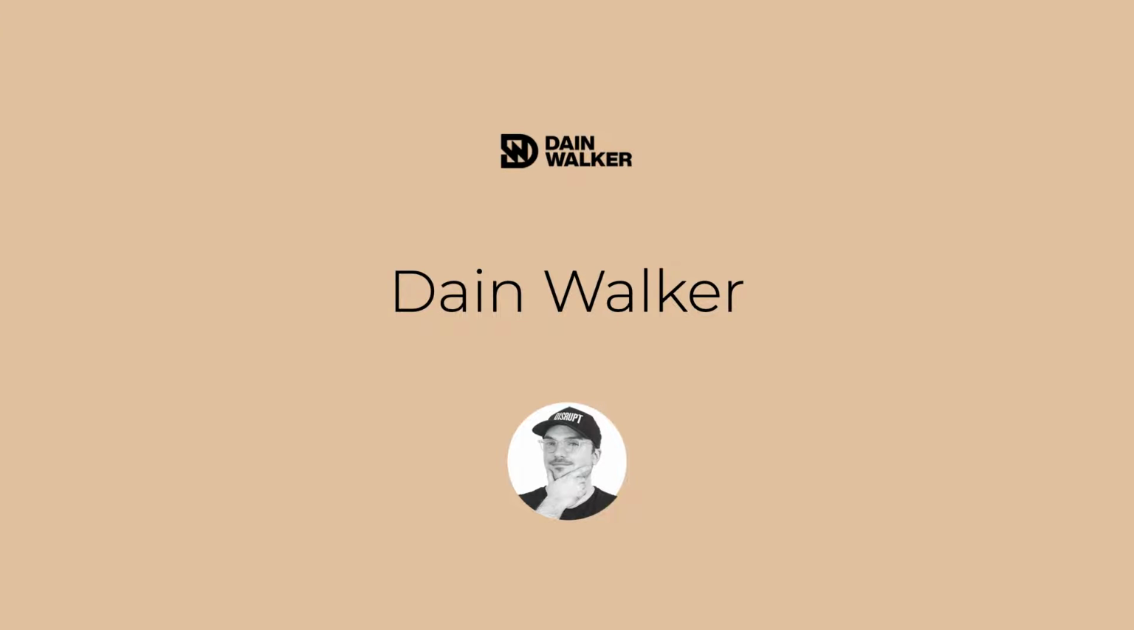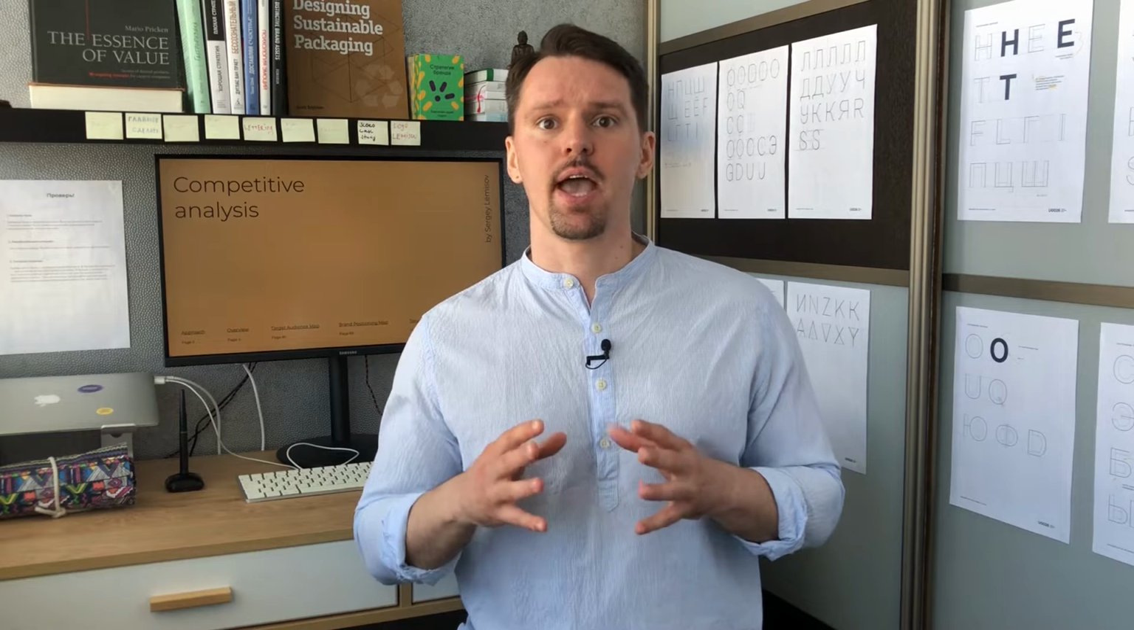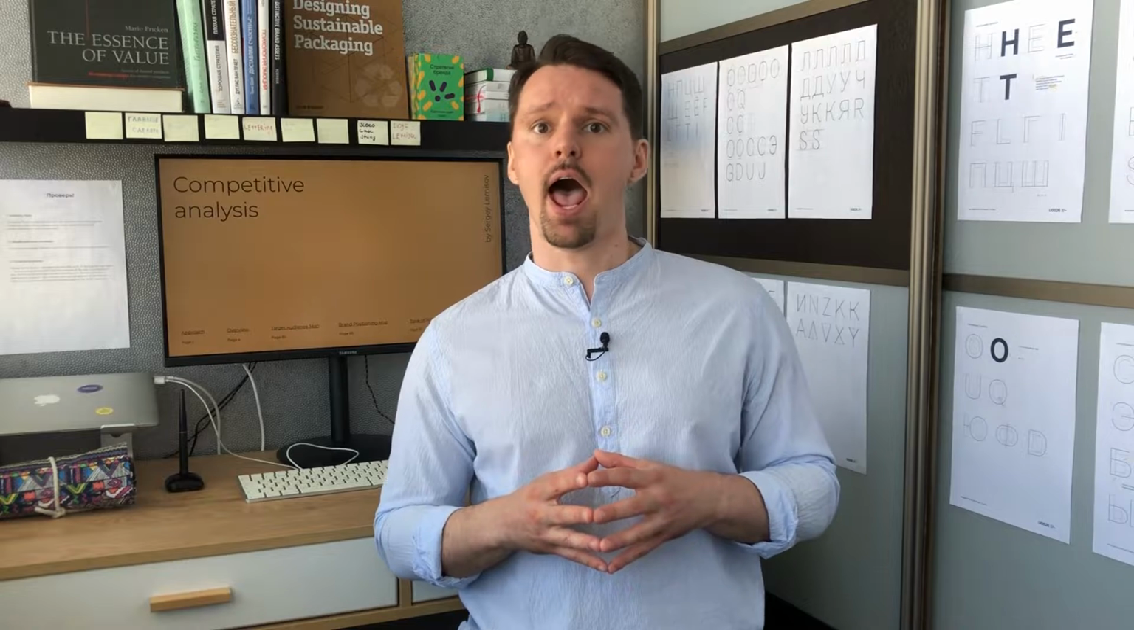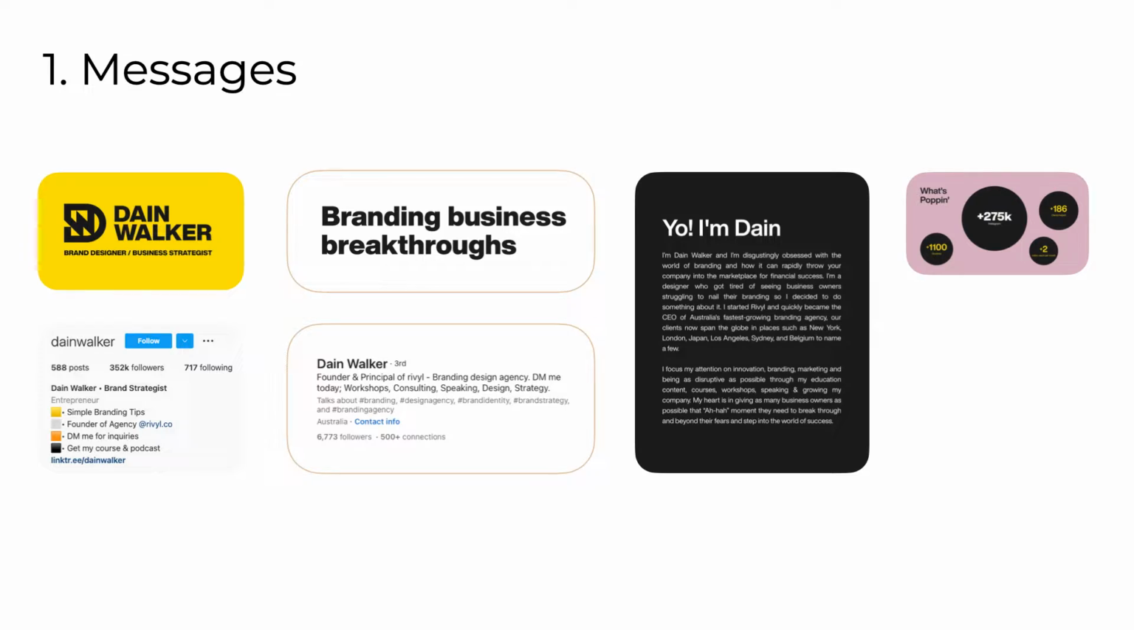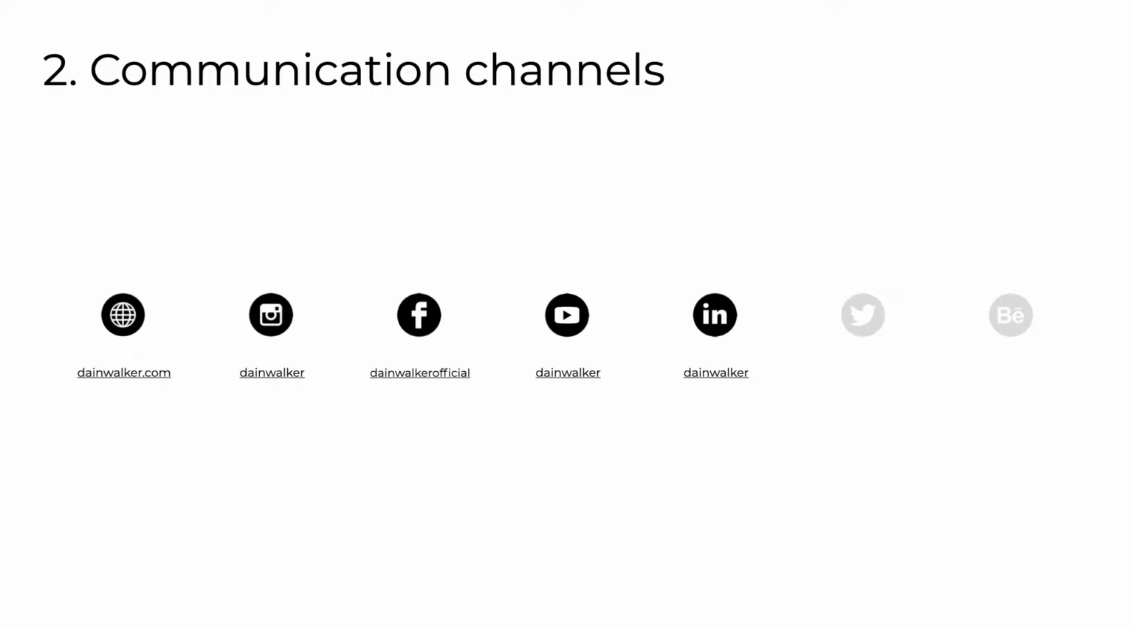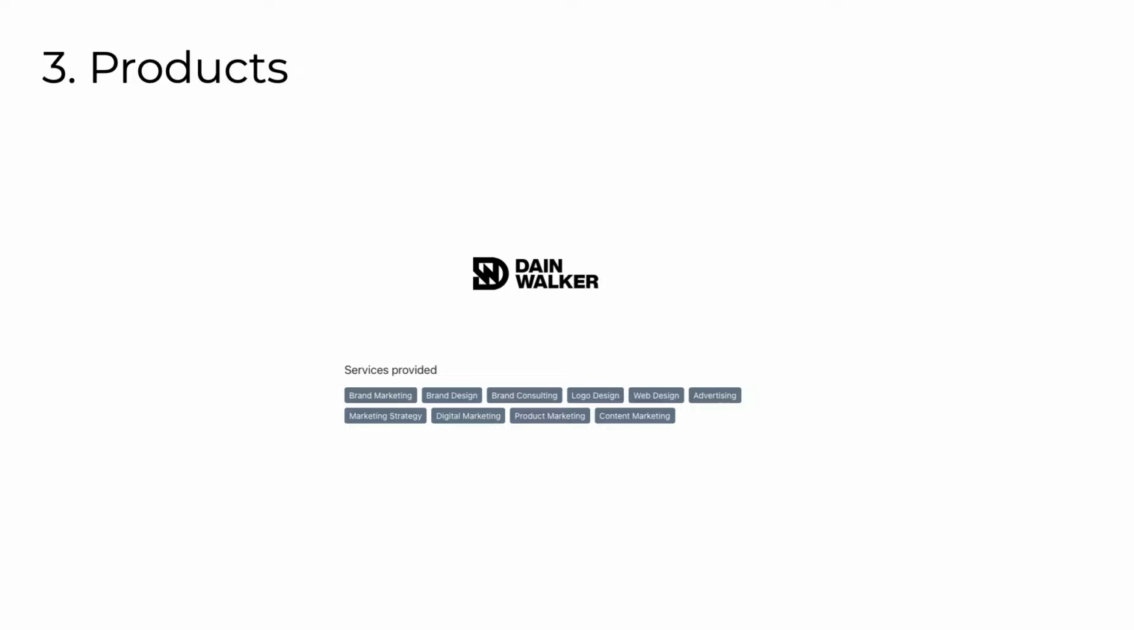So the next guy is Dain Walker. This is a real Instagram star. He has over 360,000 followers on his social media account. Yeah, this dude has done a great job of promoting his account. So he says that he's a designer and brand strategist and founder of the branding agency Rival. He actively uses almost all social media but emphasizes Instagram. He provides a full range of marketing and branding services.